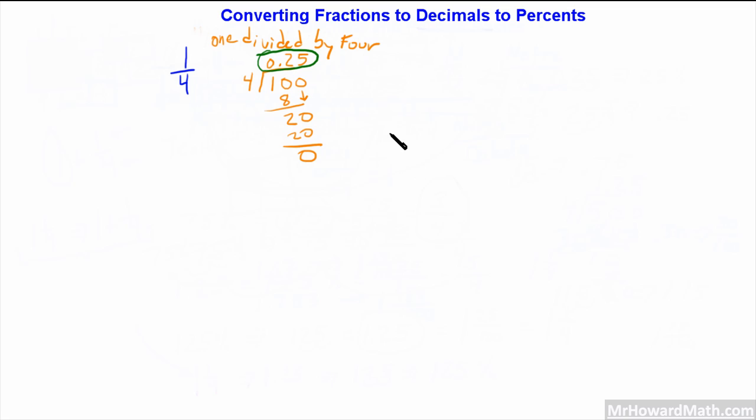Okay, 0.25 or 25/100ths. Alright, now let's take that to a percent. I'm going to rewrite this over here. So now we've got our decimal, and now it's so easy to go to a percent. Remember the rule. We just move the decimal place 2 places to the right and add a percent sign, and we're done. So let's do that.